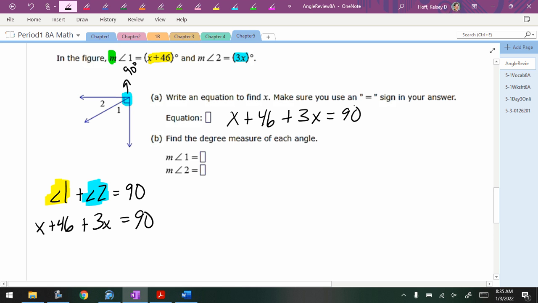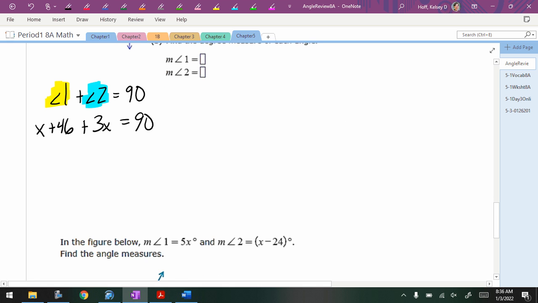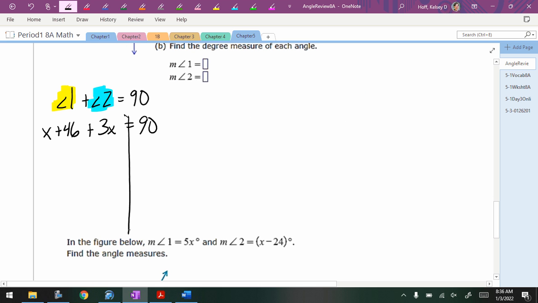This problem is walking you through how to set it up. So they say, get it set up and let us check it. Okay? Now, I need to solve this. What is the first thing I should do on x plus 46 plus 3x equals 90? What is the first thing I should do there?